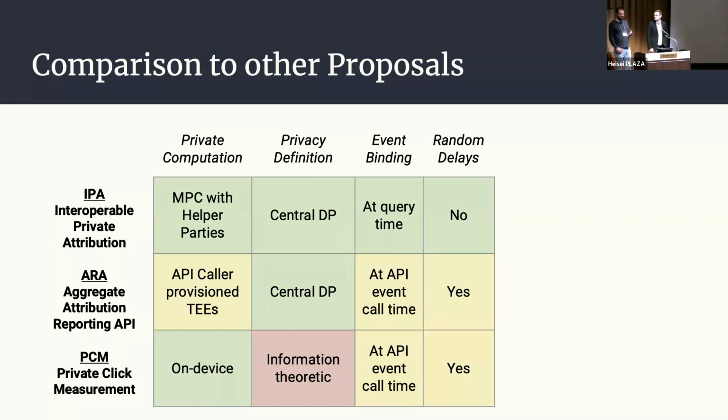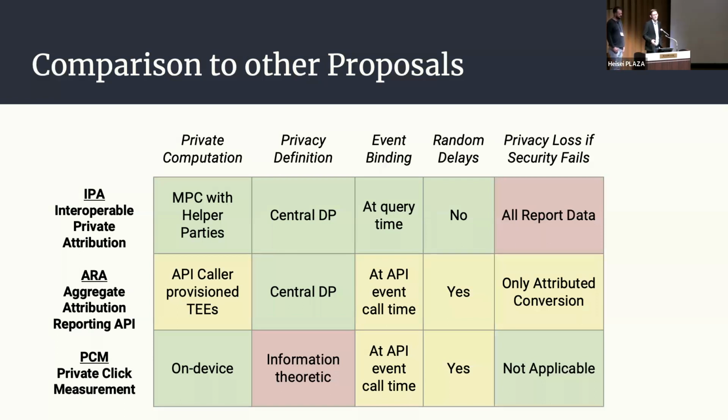Because ARA and PCM perform the attribution on device, they require a random delay to disassociate the call to the API from the output of the API. These delays, in turn, impede the ability for sites to understand performance and sometimes even result in dropping reports, hurting overall utility. IPA mostly avoids this, as calling get encrypted match key immediately returns an encrypted match key. That said, sites do have to wait to collect enough events to produce meaningful aggregates.